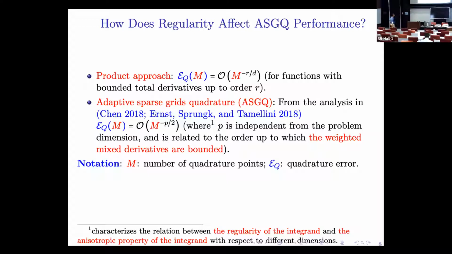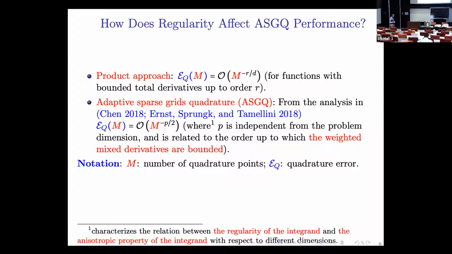Okay, now the same question that we have posed for the quasi-Monte Carlo: how does the regularity affect the performance of adaptive sparse grids? First, I want to relate the performance of the product approach, which has been shown to have a convergence rate of order m, the number of quadrature points, to the power minus r over d, where d is the dimension of the problem and r is the order up to which the total derivatives are bounded, okay? You see here the exponential effect of the dimension that deteriorates the convergence of the quadrature.